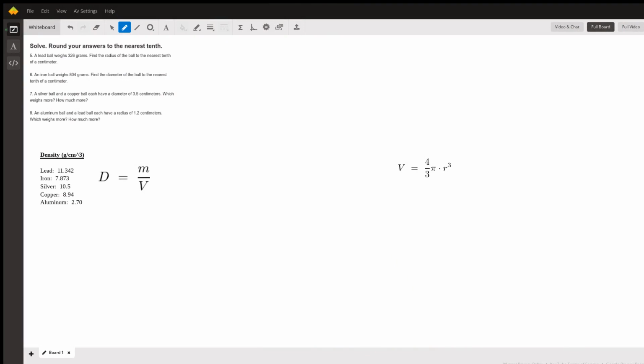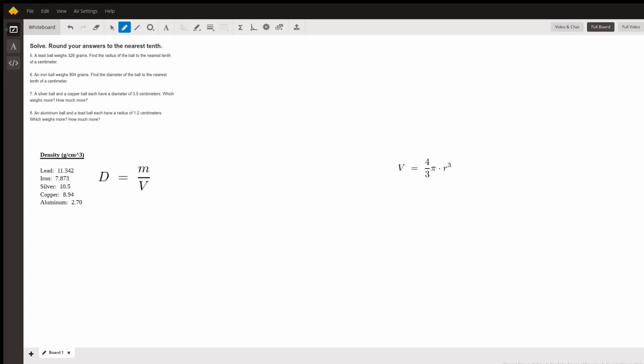I want to point out right at the top that we're going to have to pay attention to two things, or know about two things, and that's density and volume. In number 5 and number 6, we're given at the beginning a ball and a certain weight in grams, and then we're asked to find the radius. The weight has a lot to do with the density of the metal, and the radius has a lot to do with the volume of the metal.